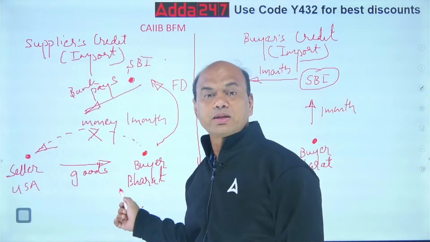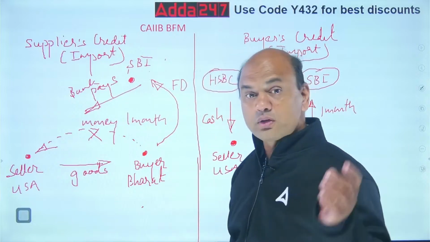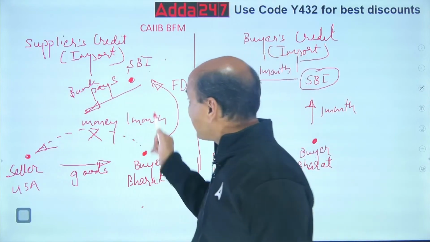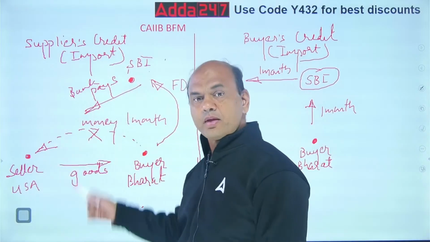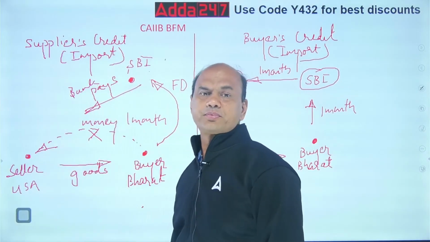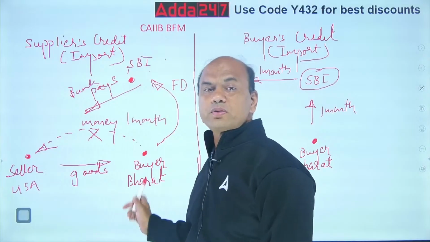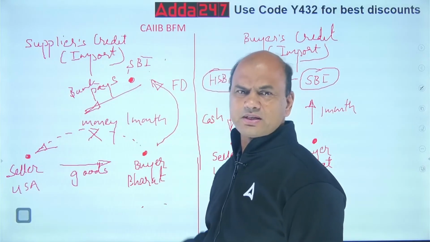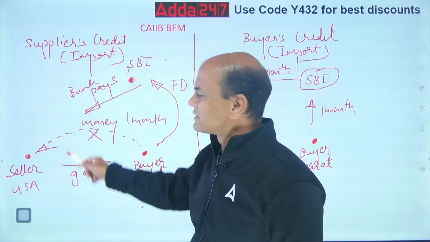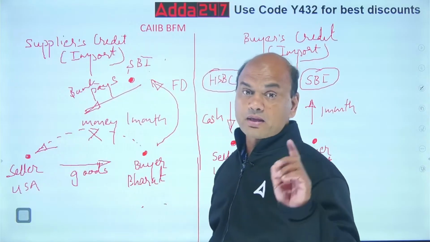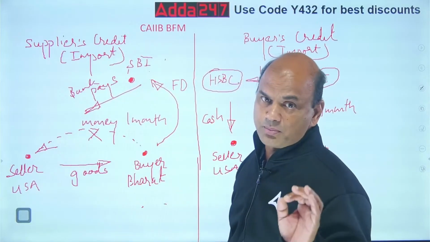This is known as supplier's credit. And on the due date, actually the bank pays. The bank will pay to this supplier. Okay? And who will pay to this bank? Obviously this buyer, isn't it? So this is supplier's credit, where the bank, now look at this point, an important point over here.